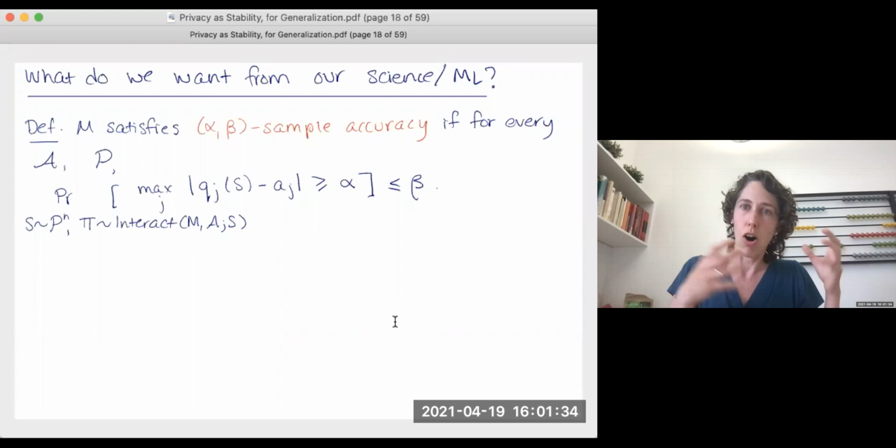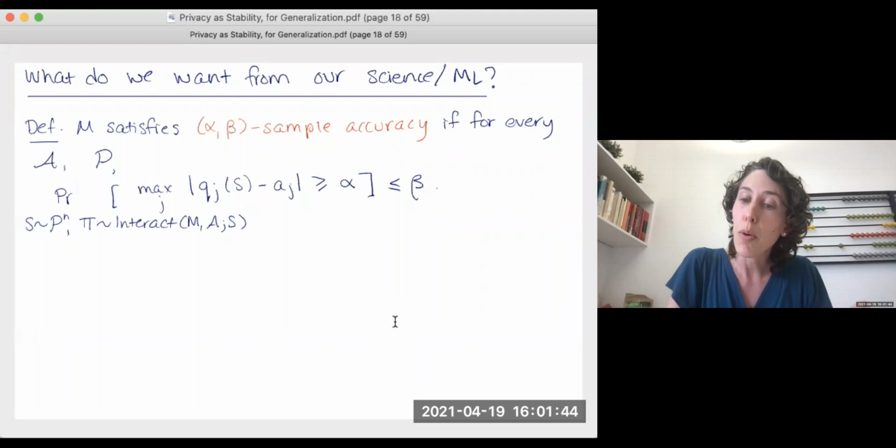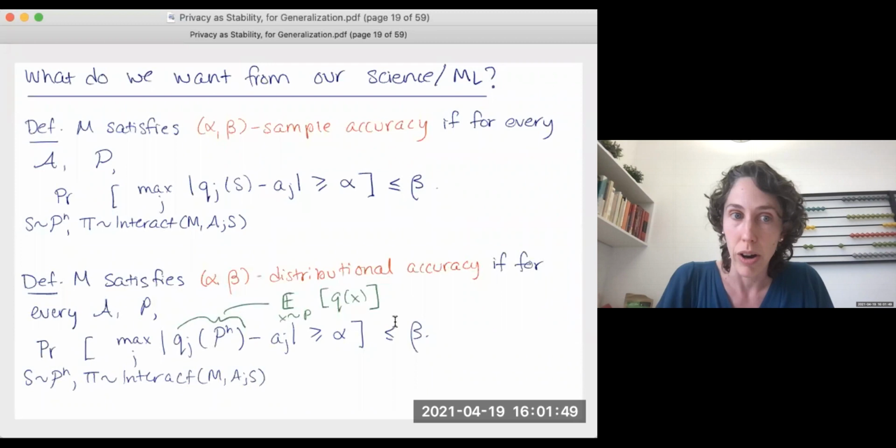So I have a data sample, and almost all the time, I'm going to give answers that are almost right for the sample. That's generally something we do when we have access to a sample: we try to do good science on the sample at least. But what we really dream of is distribution accuracy. What we really want is to be able to say that with high probability, the answers we give are close to their true answers on the underlying distribution. That's the dream.